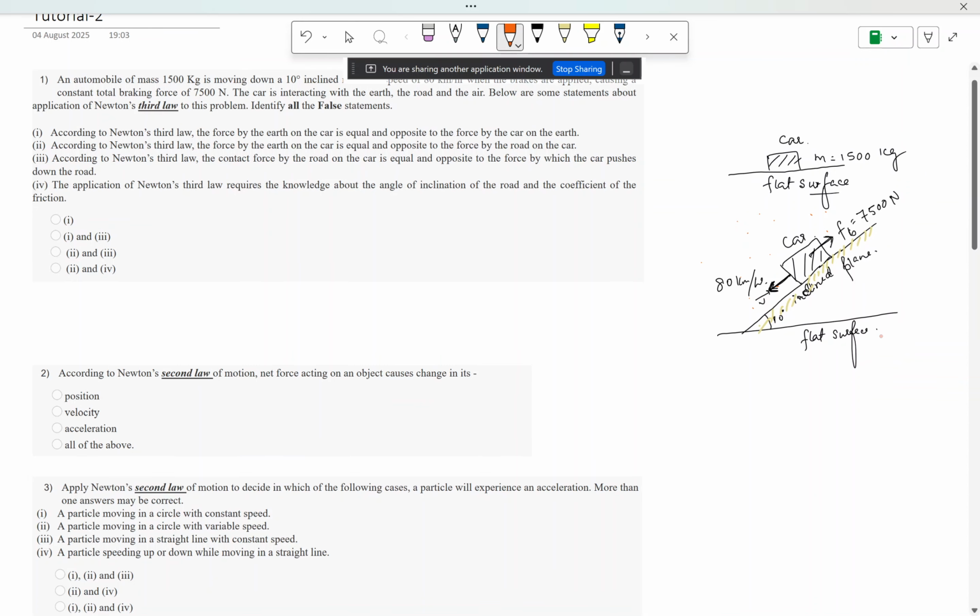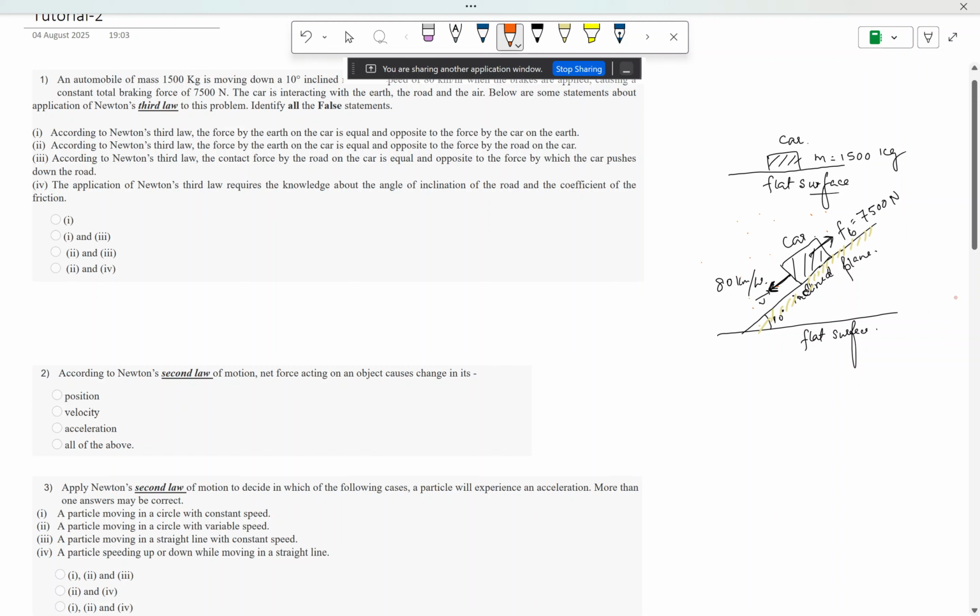Now you are asked to apply Newton's third law for this problem and identify which statement is true and which statement is false. So first of all, if you just think about what Newton's third law stated, that is very simple, right? That every force on an object will have a pair force or a partner force which is just equal and opposite to the main force, or you can say in other words that every action has an equal and opposite reaction.